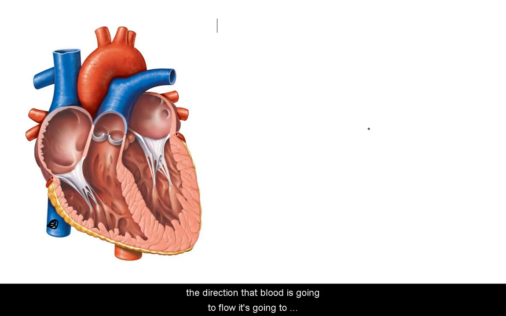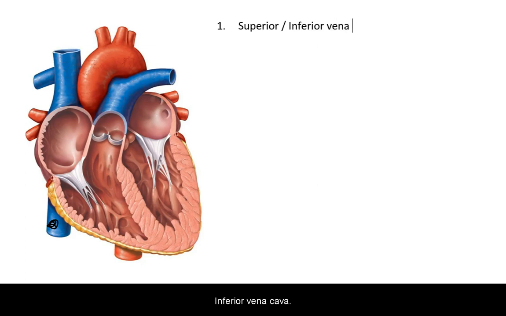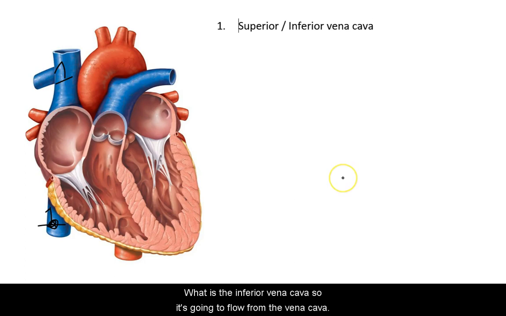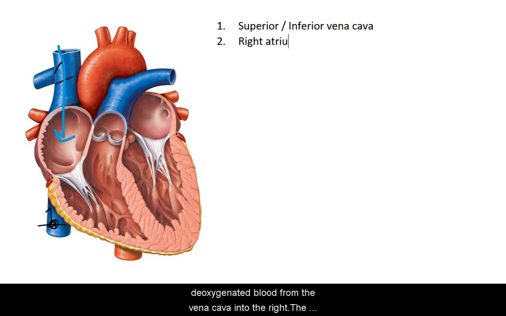So let's talk about the direction that blood is going to flow. It's a circuit, so it could really be starting from anywhere, but we're going to start from the superior and inferior vena cava. This is the superior vena cava, and this is the inferior vena cava. It flows from the vena cava into the right atrium. I'm drawing this as blue because it is deoxygenated blood.